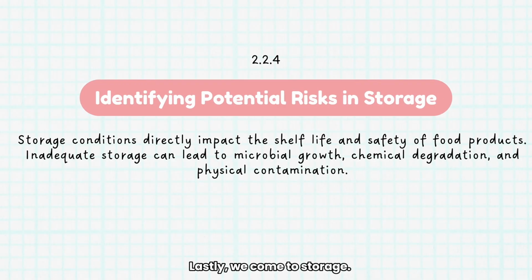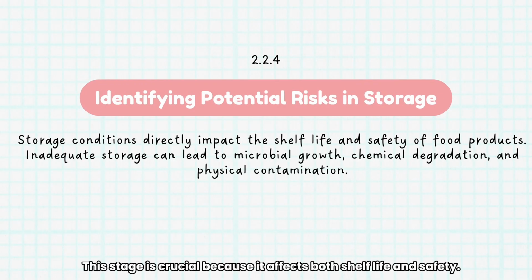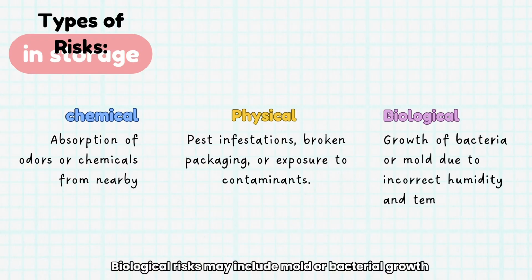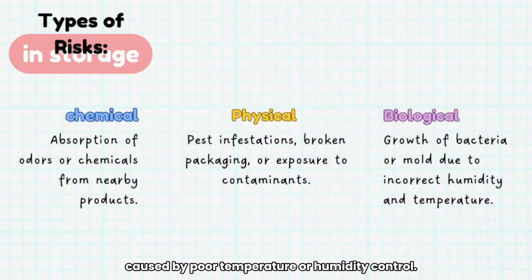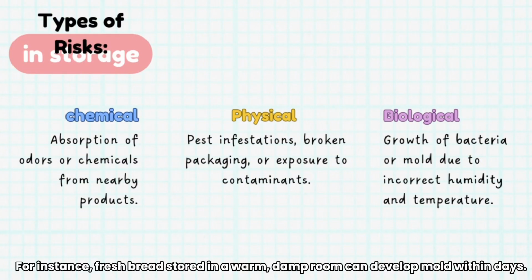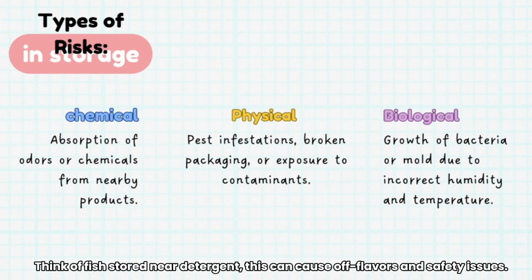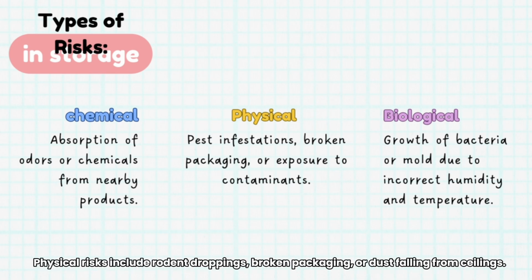Lastly, we come to storage. This stage is crucial because it affects both shelf life and safety. Biological risks may include mold or bacterial growth caused by poor temperature or humidity control. For instance, fresh bread stored in a warm, damp room can develop mold within days. Chemical risks can happen when food absorbs odors or fumes from nearby cleaning products. Think of fish stored near detergent. This can cause off flavors and safety issues. Physical risks include rodent droppings, broken packaging, or dust falling from ceilings.